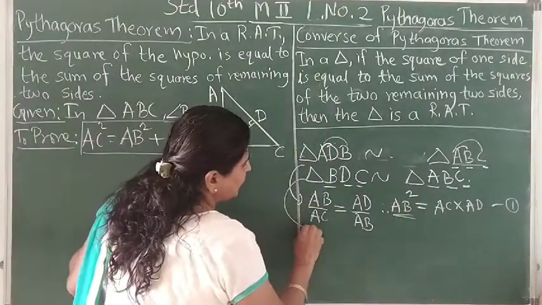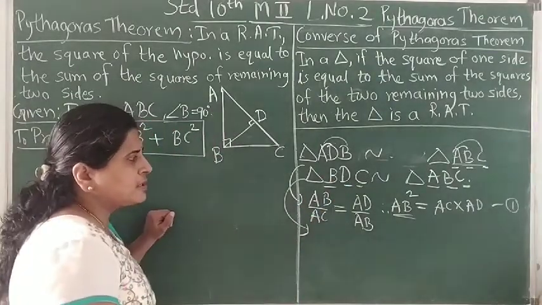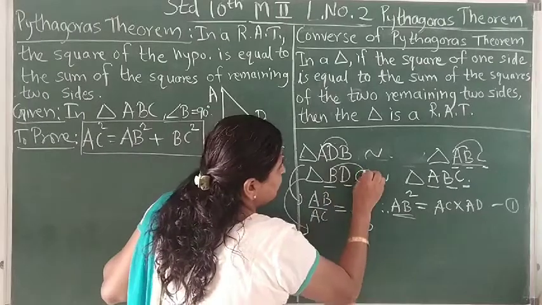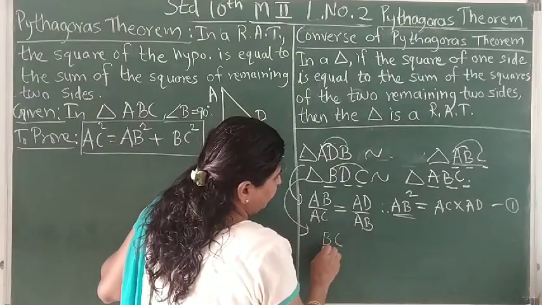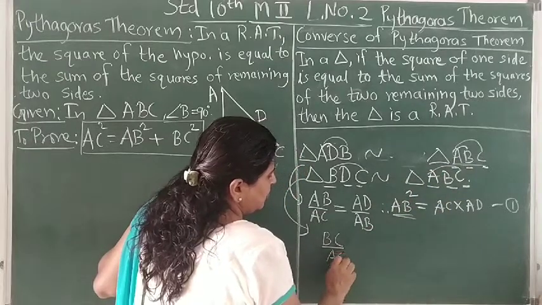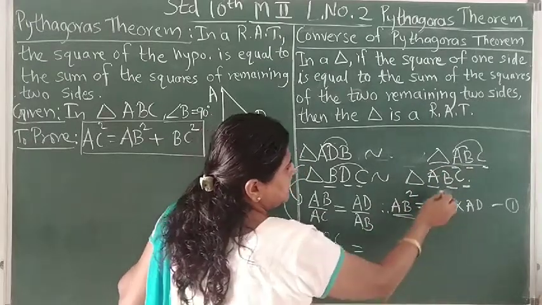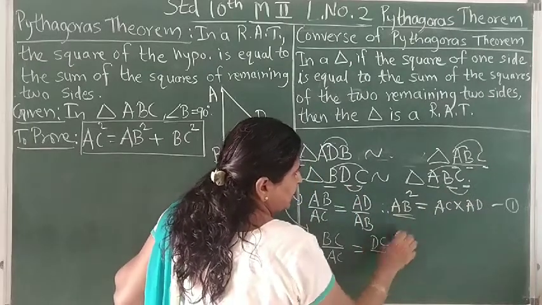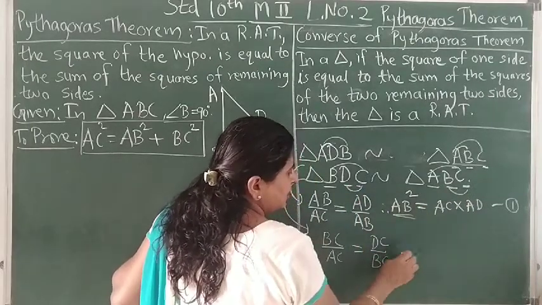Now from the second pair of similar triangles, let's try to get BC square. So where is BC? BC is first and third. If you take the first and third letter BC, the corresponding first and third is AC. So BC upon AC. Here BC is second and third, so here it is DC upon BC. These are your corresponding sides.